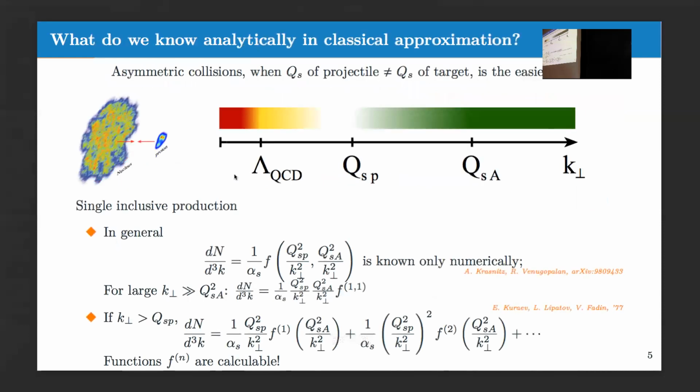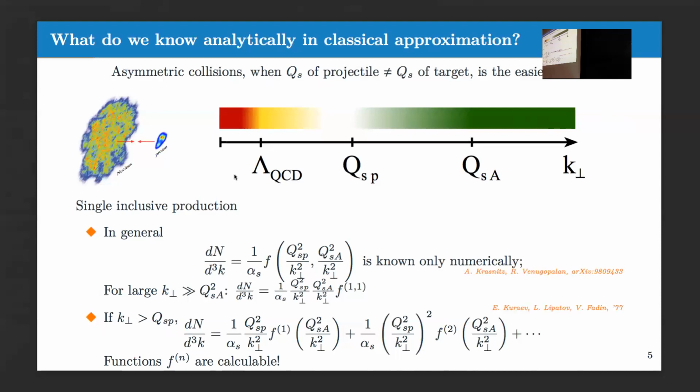Okay, so I will base this talk on this dilute-dense expansion, where I consider one very dense target, denoted sometimes by QSA or by QS sub T, and a projectile, which is a dilute object. What I'm interested in is the particle production between these two scales.